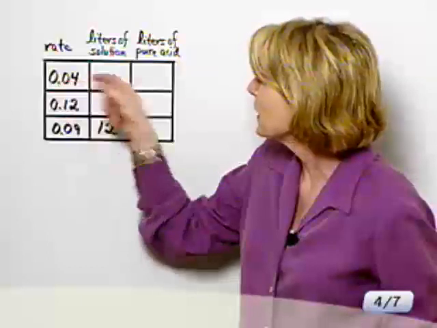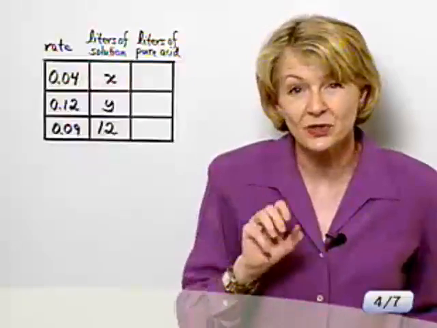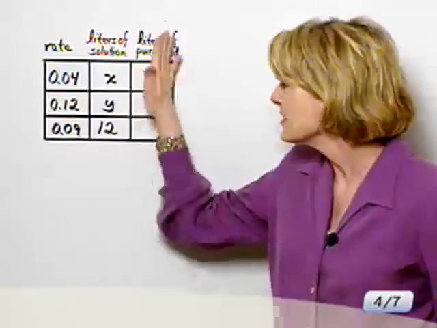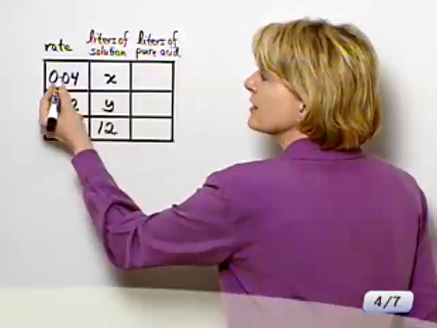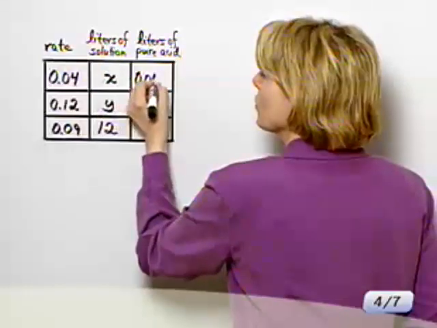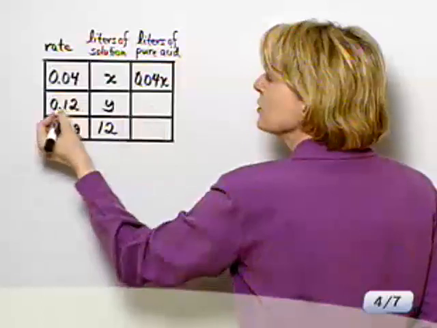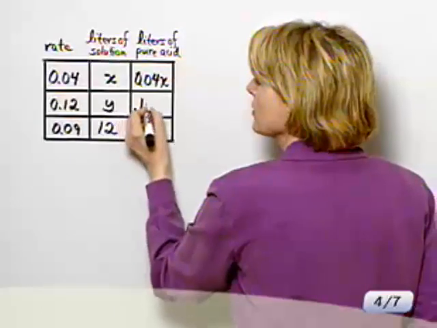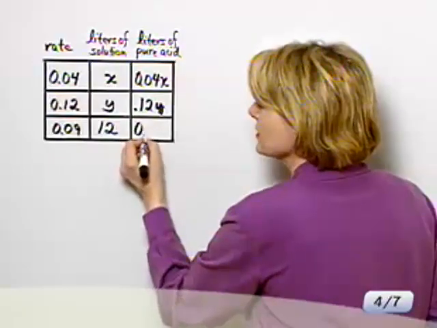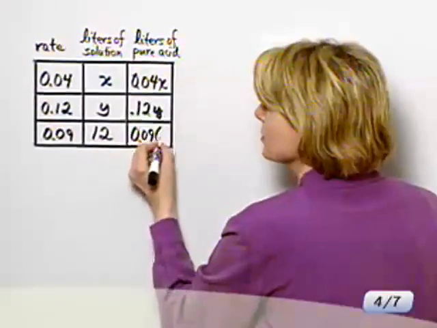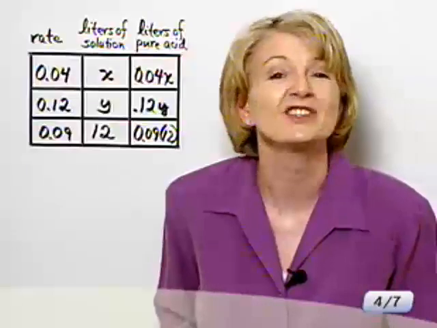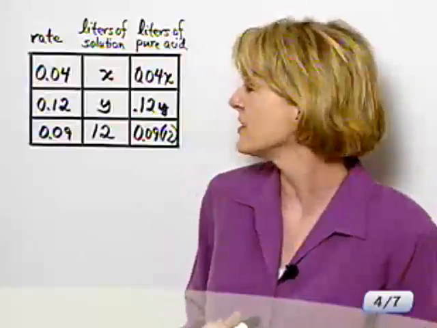So if I multiply the rate times the liters of the solution, I'll have the actual liters of pure acid. In this column, then, I place 4/100ths times x, or 4/100ths x. Here, 12/100ths times y, or 12/100ths y. And here, 9/100ths times 12. Now, how can we translate to two equations in two unknowns?